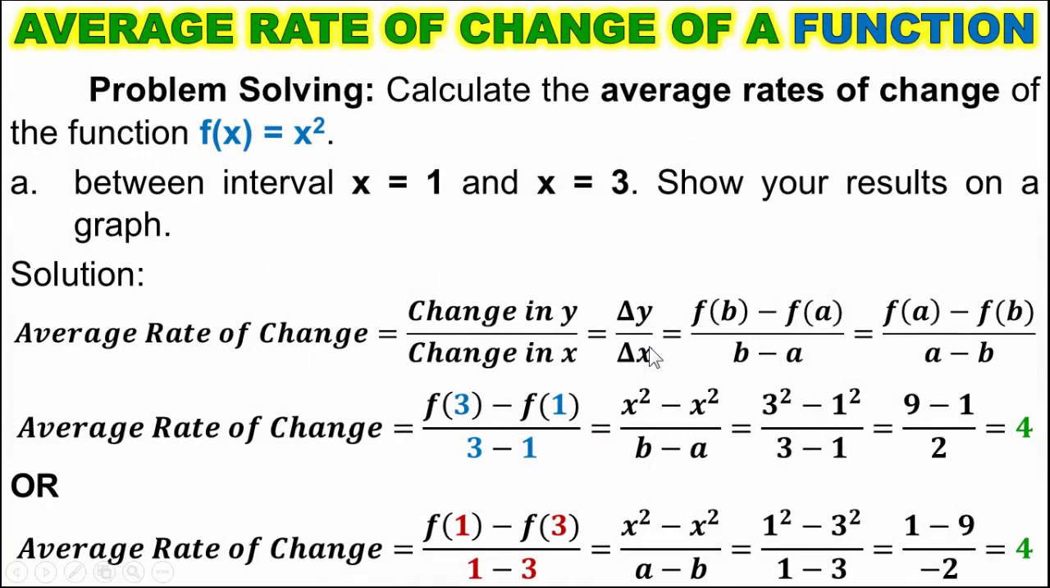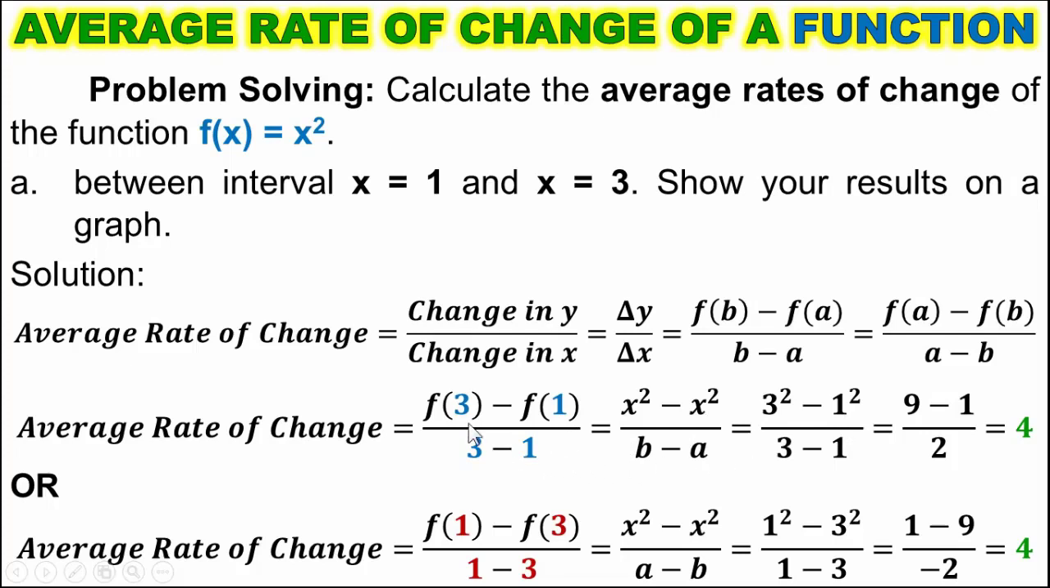The solution for letter A is simply plug in the values for a and b into the function f. For example, the value for b will be replaced by 3. The value of a will be replaced by 1. Next, use the definition of the function, which is x squared. The value of 3 will be substituted to that x, and it will become 3 squared. The value of 1 will be substituted to that x, and it will become 1 squared.